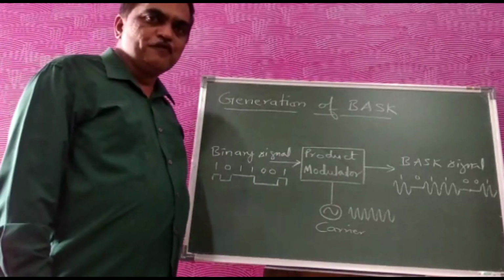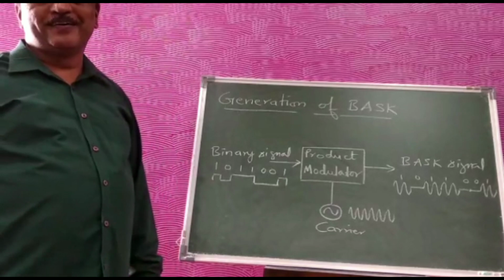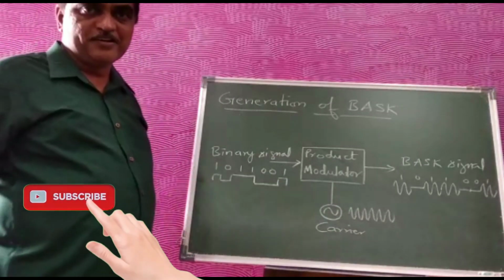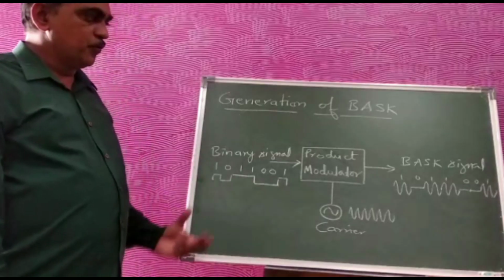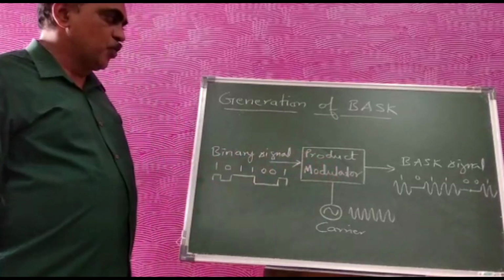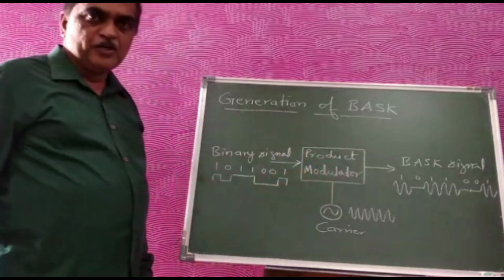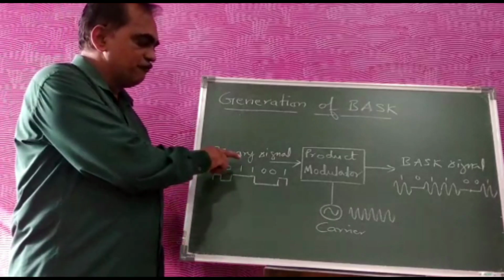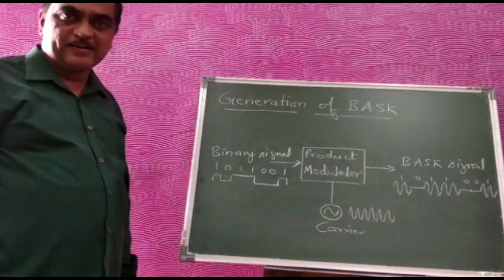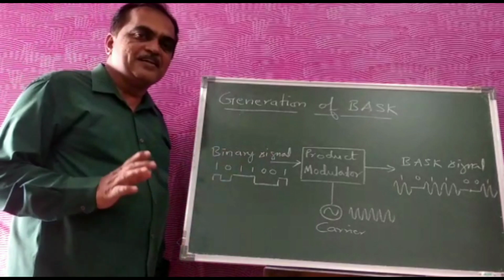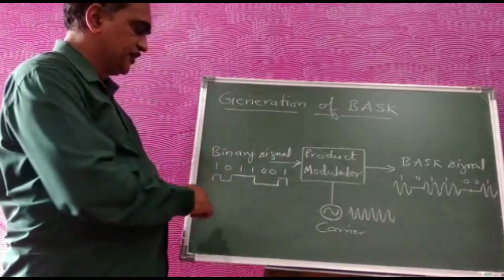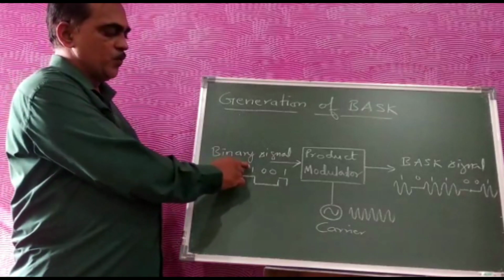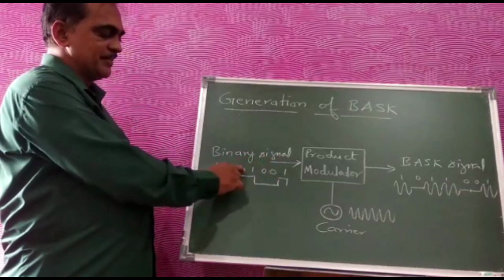Students, now we will see the generation of a BASK signal, that is, how an amplitude shifting signal is generated. In that case, we are going to use a main circuit called a product modulator. The product modulator will have two inputs. One will be the information signal, which is the binary data represented in any line code type of signal. So here you can see the data is 1 0 1 1 0 0 1.